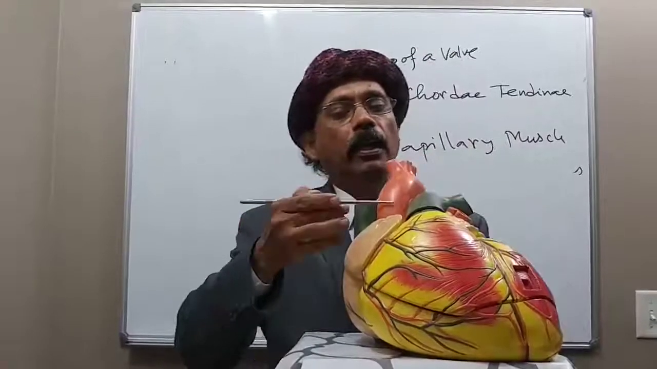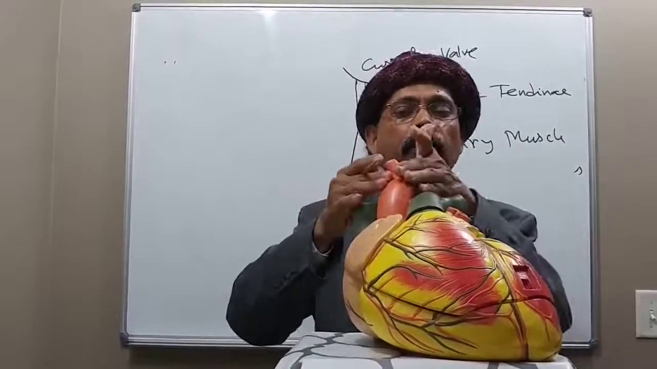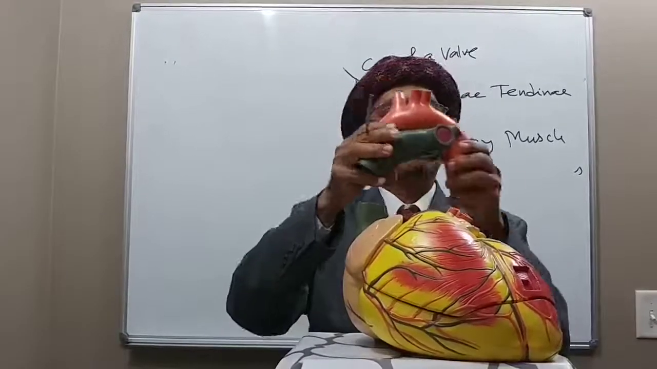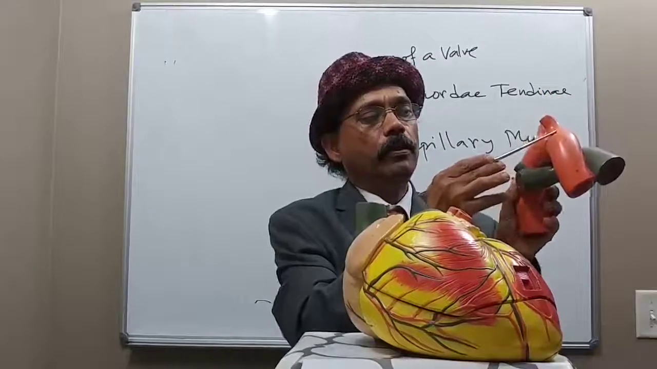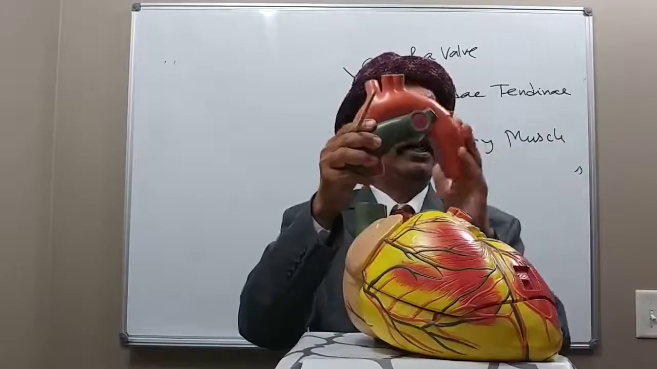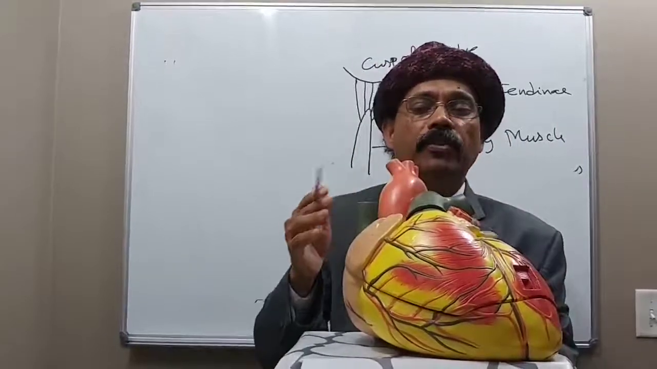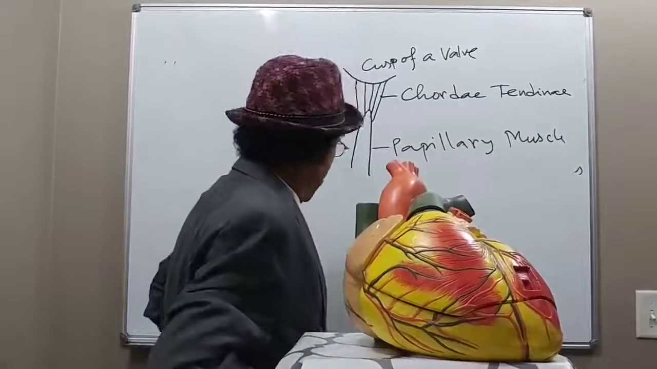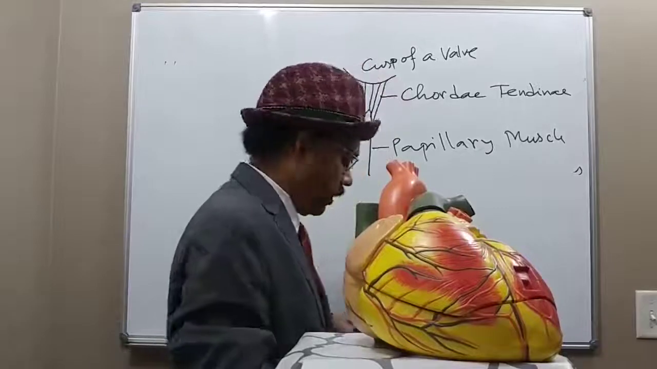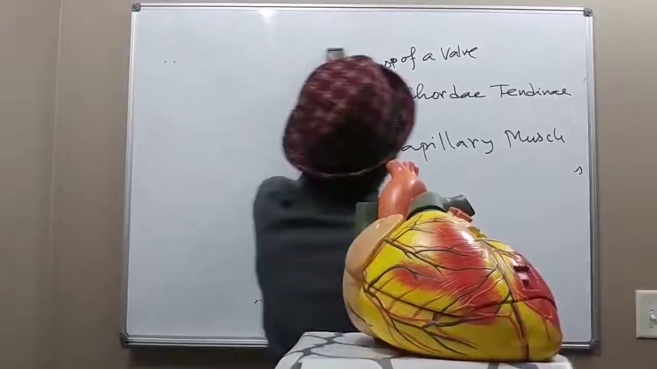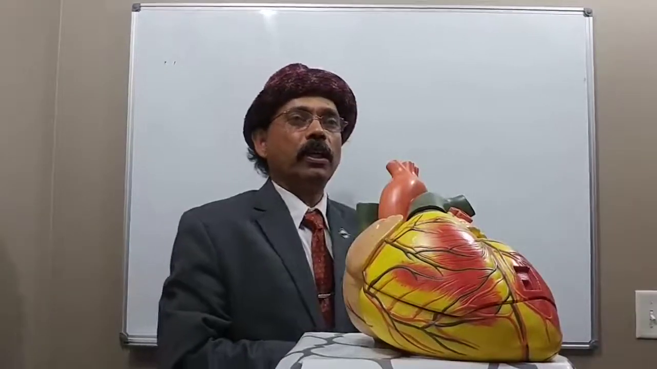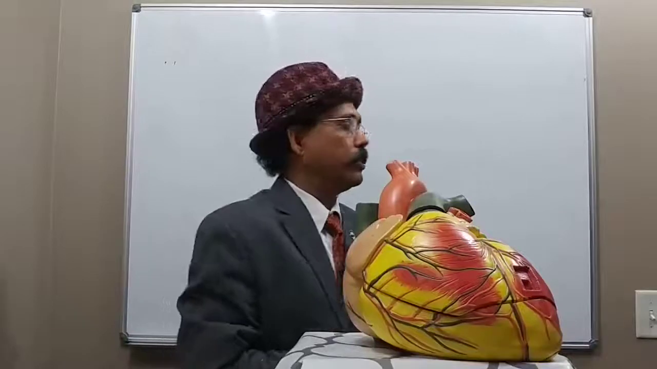This is the ascending aorta. This is the arch of the aorta, and this is the descending thoracic aorta. So: ascending aorta, arch of the aorta, and descending thoracic aorta. The ascending aorta ascends from where? From the left ventricle. The pulmonary trunk comes out of the right ventricle.